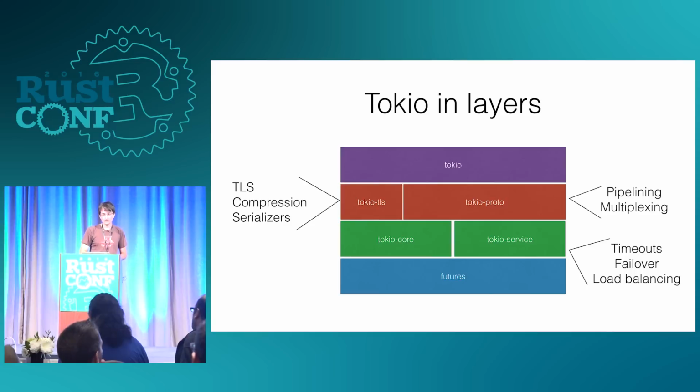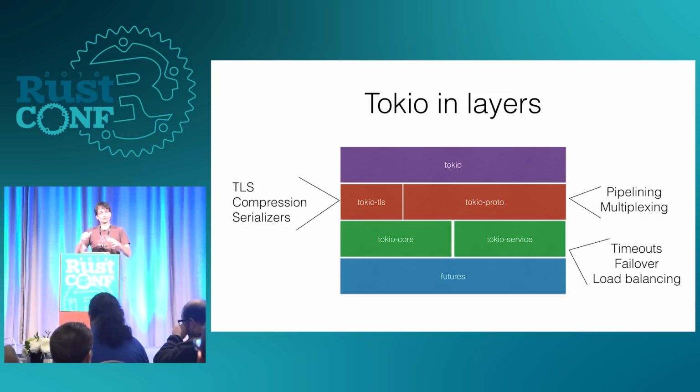So to describe what's going on here, at the bottom layer, we have futures, which is the bread and butter of basically everything that's going on. This is how we're expressing all of these asynchronous computations. On top of that, we have crates like Tokio Core and Tokio Service, where core is the actual event loop built on top of Mio, and service is this service abstraction from Finagle, which allows a lot of composition at the server level. You can say, my server is simply a function from a request to a future of a response.